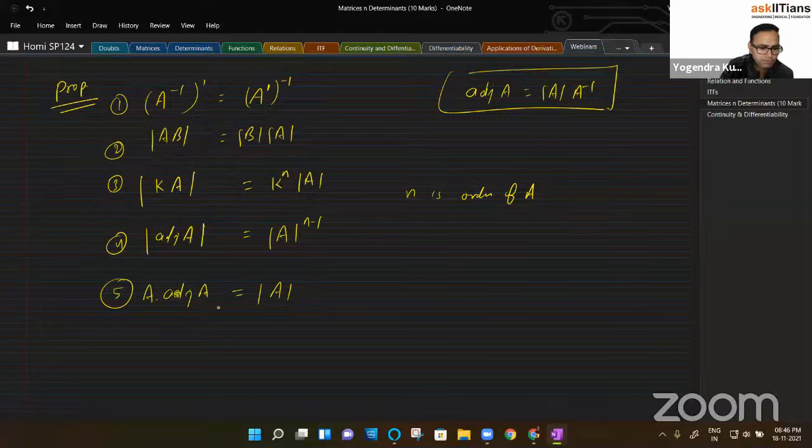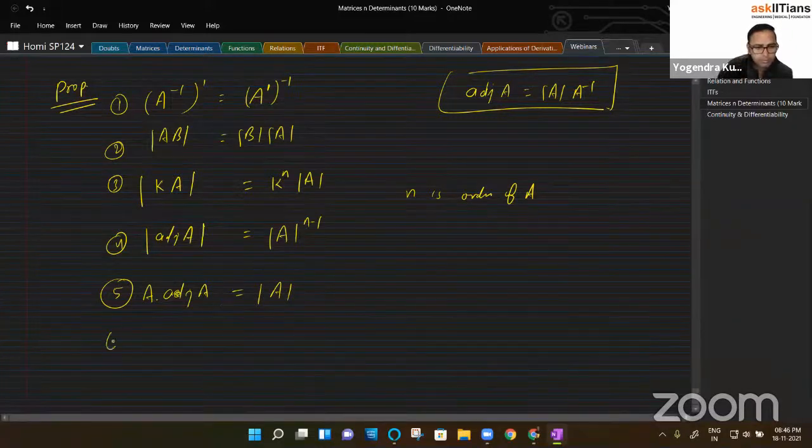Then what do we have? If I take mod of both sides now, what do I get? You can write down adjoint of A into A, the multiplication of A, that will also be the same. Okay, fine. We are getting the sixth property now. If I take the determinant of both sides, what will it give us?